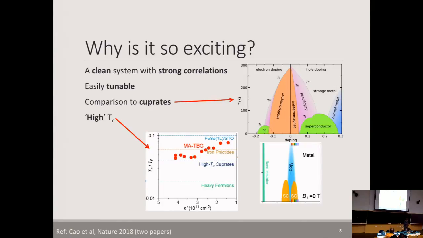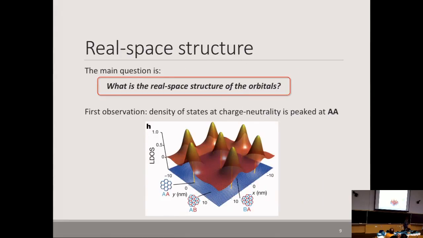So this is, roughly speaking, what was suddenly announced in March at the last March meeting in Los Angeles. What then the first theorist's question is: what is the important effective model for this? So we know for the cuprates that it's either the single-band or the 3-band Hubbard model. So you need to dive a little bit into the details of this material to see what would be the similar Hubbard model, but now for twisted bilayer graphene.